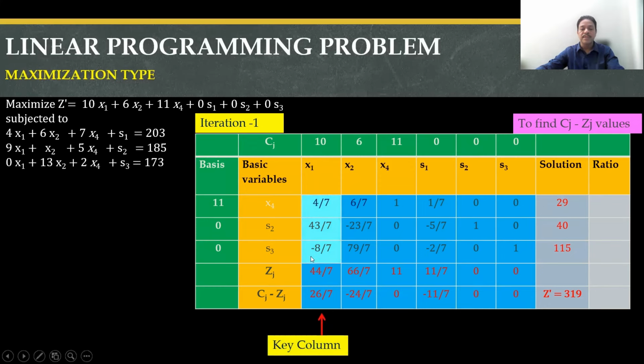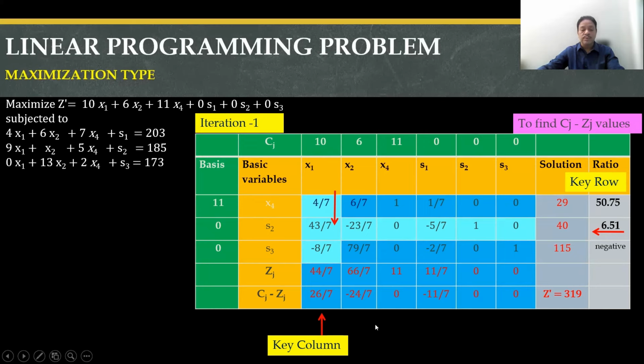So this column becomes the key column. Next step is to find the key row or the outgoing variable. How do we find it? We divide the solution values by the key column values and we get this. This is negative, so forget about this. And the least value is 6.51, which belongs to S2. So the variable S2 will leave the solution and variable X1 will now enter the solution.